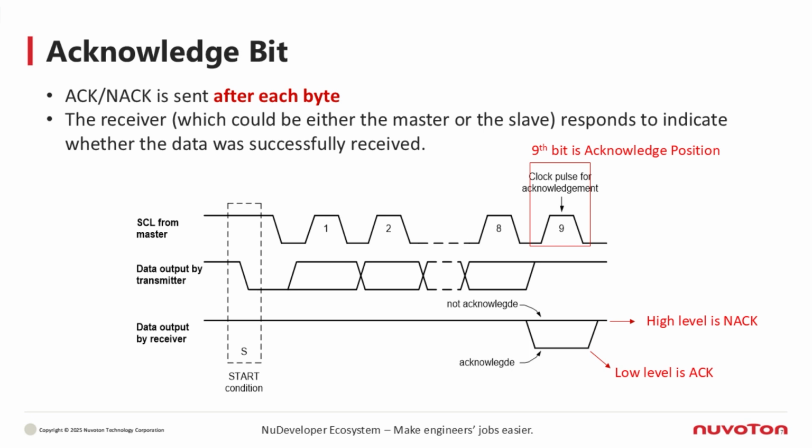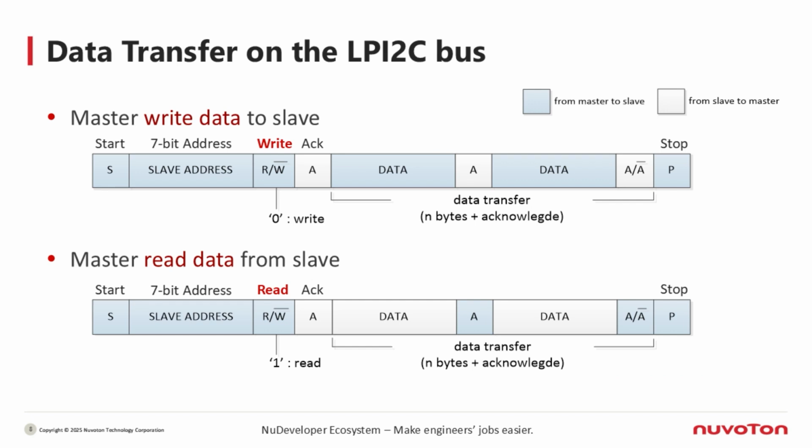Depending on the direction of the data flow, this ACK or NACK can come from either the master or the slave, whoever is receiving the data at that moment. So how do we know which direction the data is moving on the low power I2C bus? In the diagram on this slide, the blue sections represent the data sent from the master to the slave, and the white sections represent the data returned from the slave back to the master.